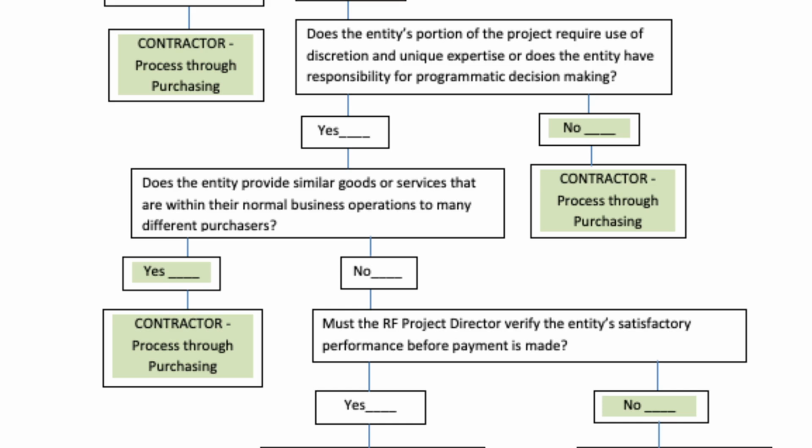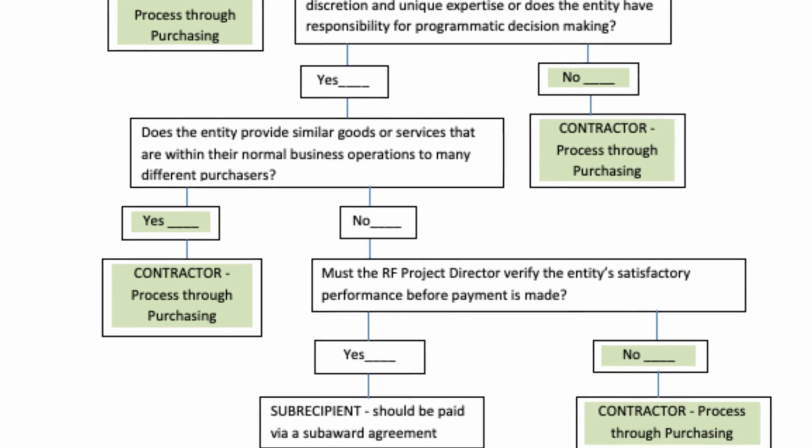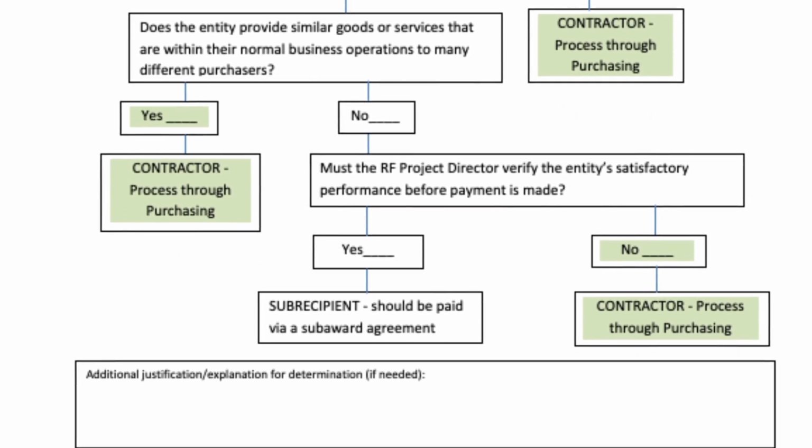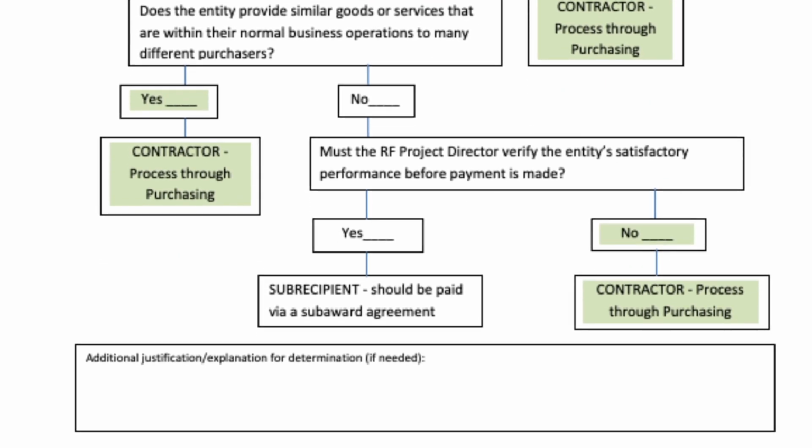Does the entity provide similar goods or services that are within their normal business operations to many different purchasers? If so, it's a contractor. Does the RF project director need to verify that the entity's work was satisfactory before payment is made? If not, it's a contractor. If it is a contractor relationship, the arrangement must be made through the purchasing process and not through a subaward agreement.